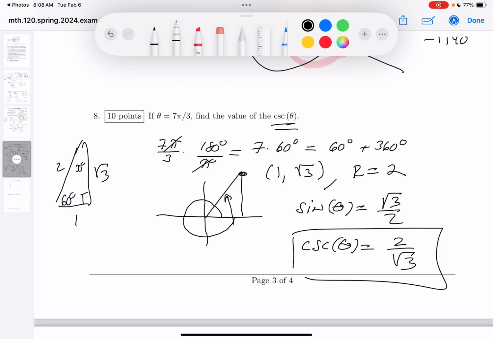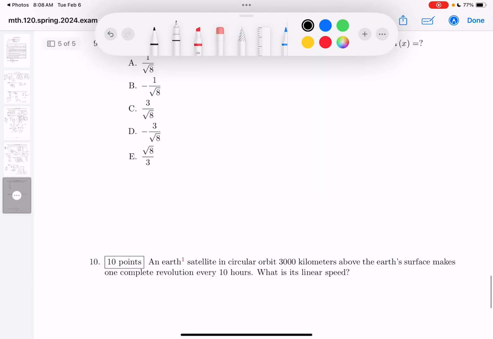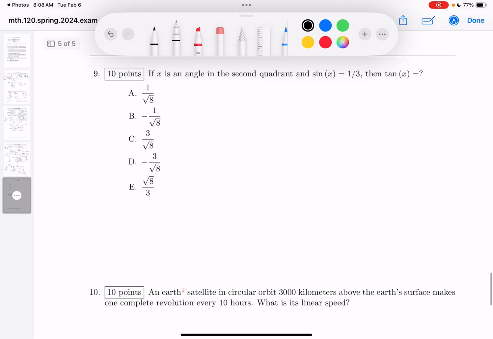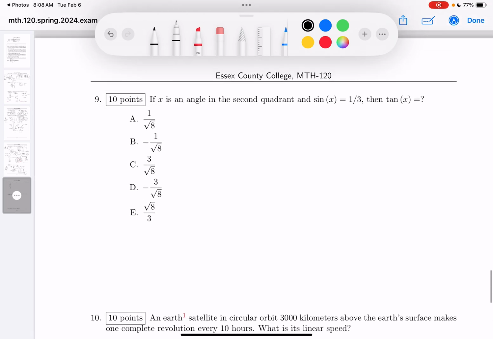All right, let's go to the next question. I guess with number 8, number 9 and 10. There's 10 questions, by the way. And again, I'm looking at 10, and 10 is a multiple choice question. And it says x is an angle in the second quadrant. I'll put this over here. So I know x is in that quadrant, but what I know about it is the sine of x is going to be 1 over 3.